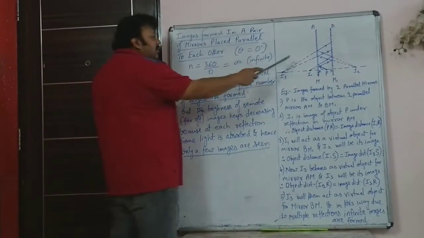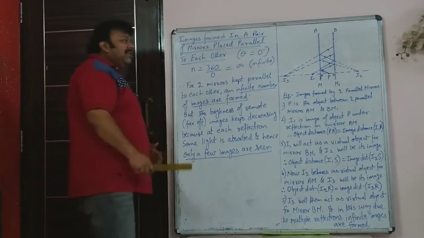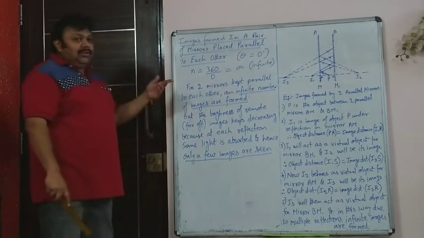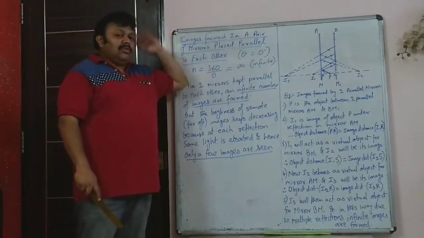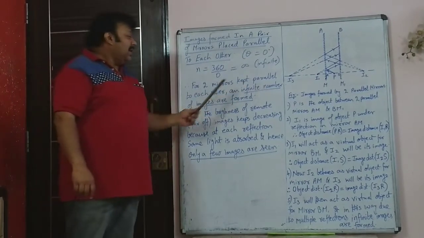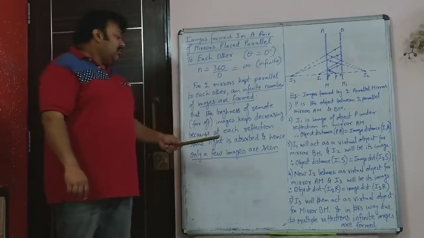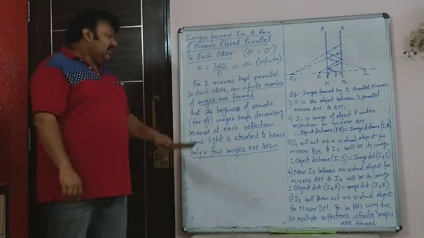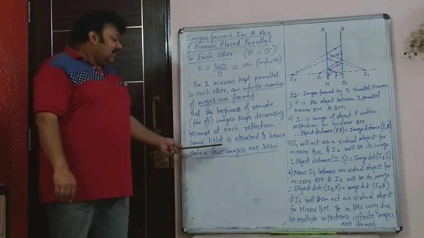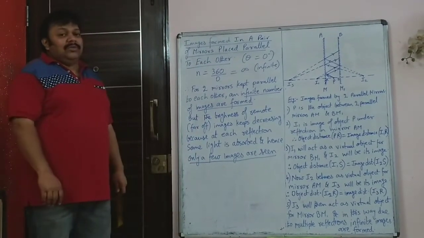First let's see. Theta is 0 because they are not intersecting. There is no angle between the two mirrors. They are parallel, so theta is 0. So n is 360 upon 0, which is infinite, not defined. So an infinite number of images are formed. But the brightness of remote, far off images keeps on decreasing because at each reflection some light energy is absorbed and hence only a few images will be seen.